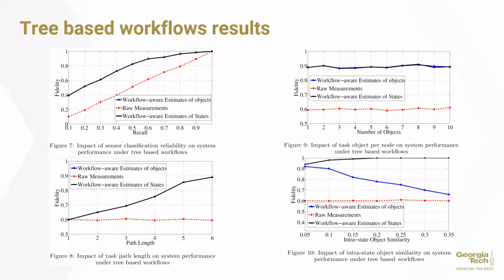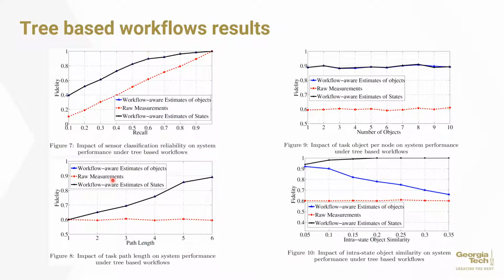So next we have the graphs for the tree-based workflow. Starting off in figure 7, we have the system accuracy plotted again versus the sensor data accuracy measurement. So if your sensor is 100% accurate, again, you're expecting 100% system level accuracy. But again, just like with the previous graph model and also in the tree model, you're seeing that the hidden Markov model systems are being more accurate than the raw sensor data systems. So again, that's sort of a win there.